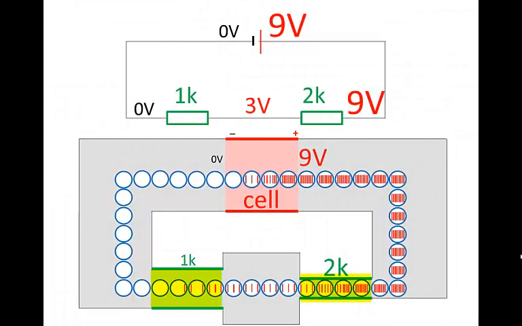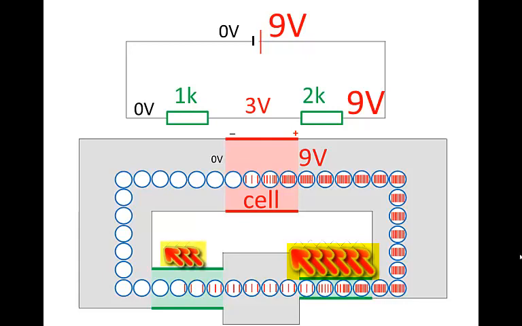And because they struggle double as much through the 2K, they lose double as much voltage as they move through it compared to when they move through the 1K. That's why the voltage lost as the charges move through the 2K is double as much as through the 1K, 6 volts compared to 3 volts.